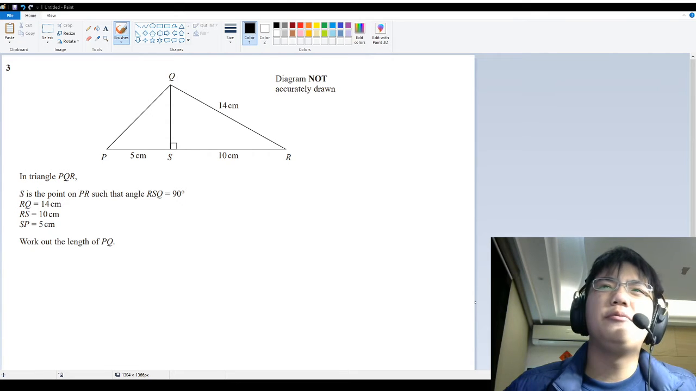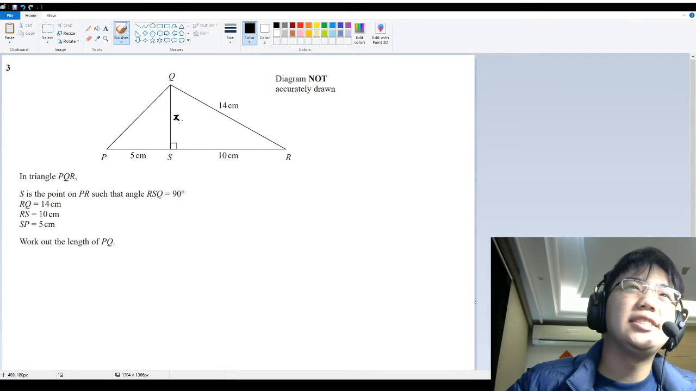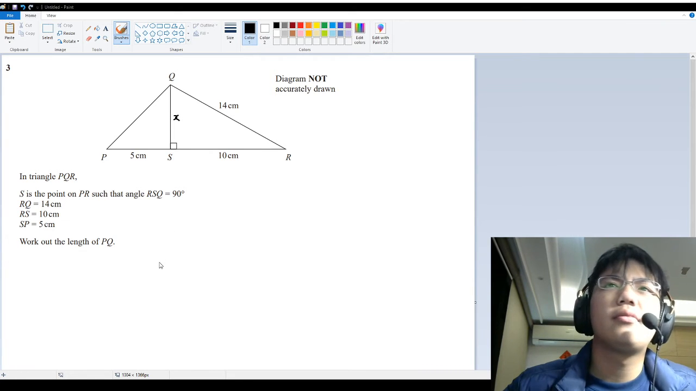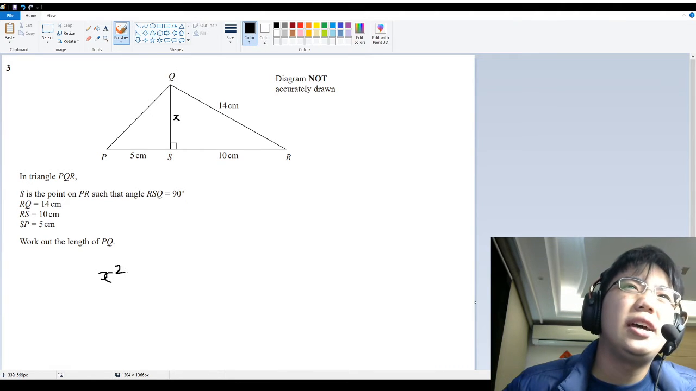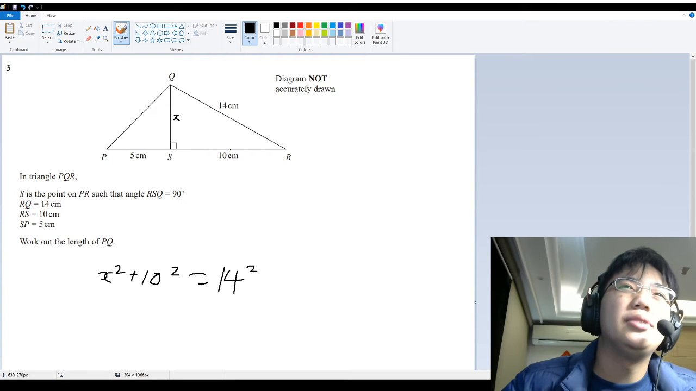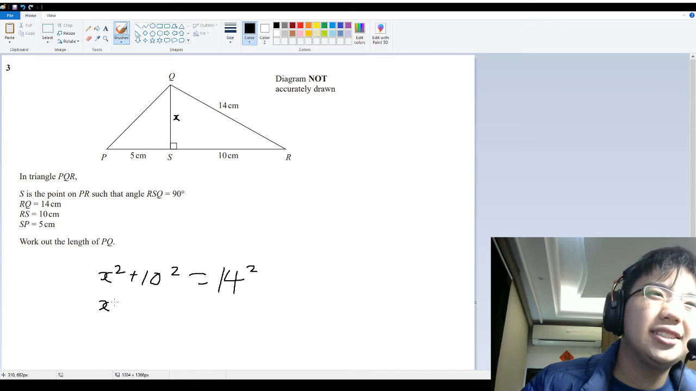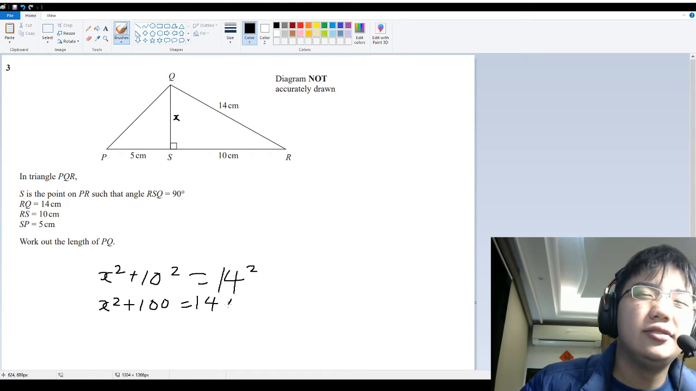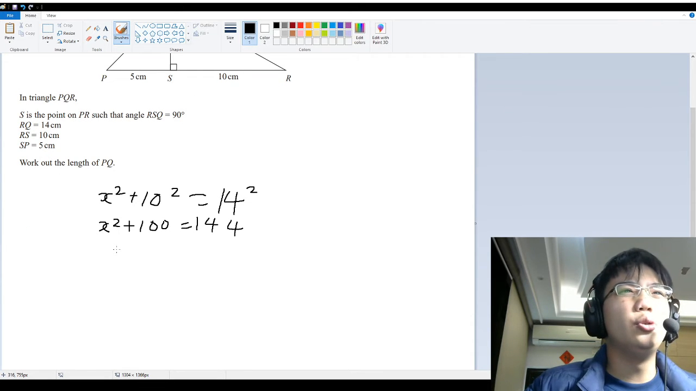So to find out the length of PQ, first we find out the length of this x. To find the length of x, we apply the Pythagorean theorem. So x squared plus 10 squared will be equal to 14 squared, as a squared plus b squared will be equal to hypotenuse squared. So on applying the Pythagorean theorem, we can rearrange this equation to solve for x.